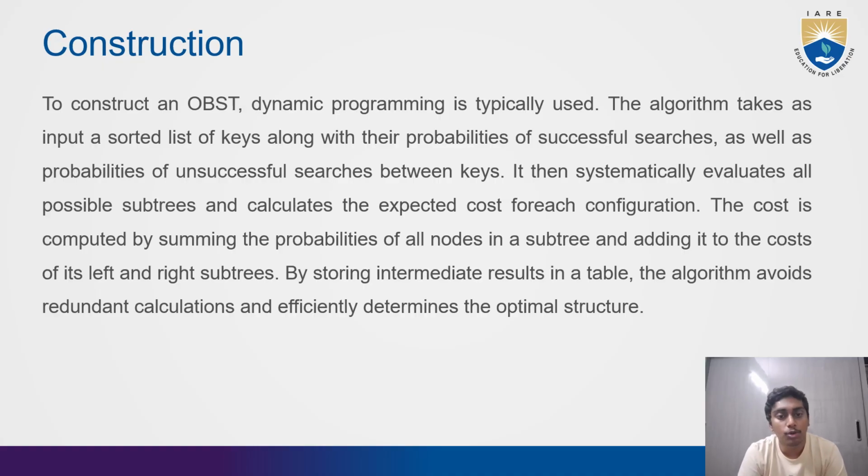Construction. To construct an OBST, dynamic programming is typically used. The algorithm takes as an input a sorted list of keys along with their probabilities of successful searches as well as probabilities of unsuccessful searches between keys. It then systematically evaluates all possible subtrees and calculates the expected cost for each configuration. The cost is computed by summing the probabilities of all nodes in a subtree and adding it to the cost of its left and right subtrees. By storing intermediate results in a table, the algorithm avoids redundant calculations and efficiently determines the optimal structure.